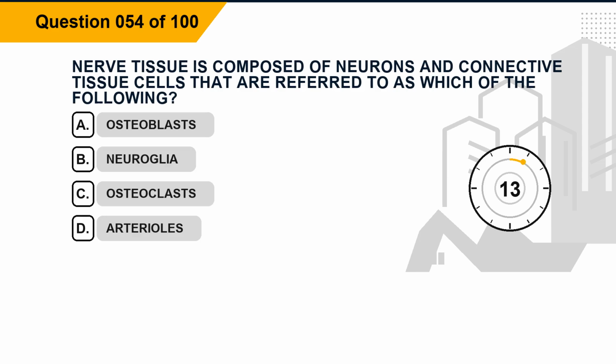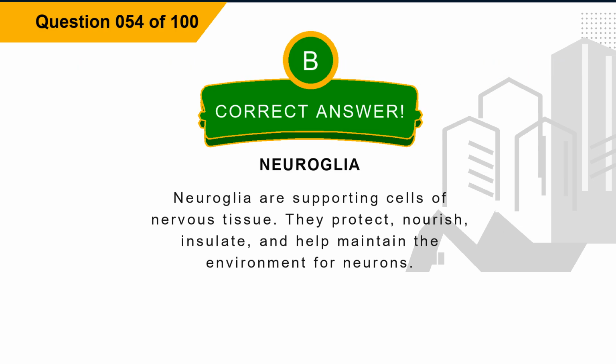Question 54. Nerve tissue is composed of neurons and connective tissue cells that are referred to as which of the following? Option A, osteoblasts. Option B, neuroglia. Option C, osteoclasts. Option D, arterioles. The correct answer is option B, neuroglia. Explanation. Neuroglia are supporting cells of nervous tissue. They protect, nourish, insulate, and help maintain the environment for neurons.